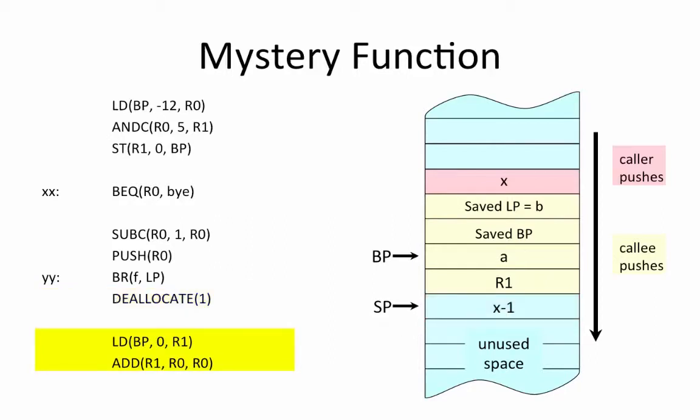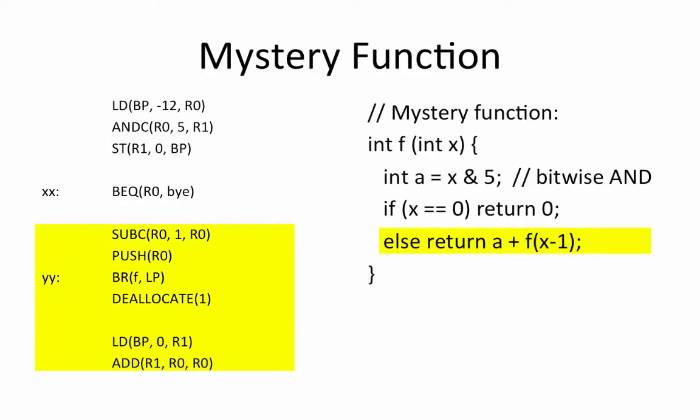So the stack pointer is now pointing to the location where we previously pushed the argument x minus 1. R0 holds the return value from the recursive call to f, which is the value of f of x minus 1. Now we execute a load into register R1 of the address that is the contents of register BP plus 0. This value is A. We then add R1 to R0 to produce our final result in R0. R0 is now equal to A plus f of x minus 1. So we have discovered that our mystery function is A plus f of x minus 1.